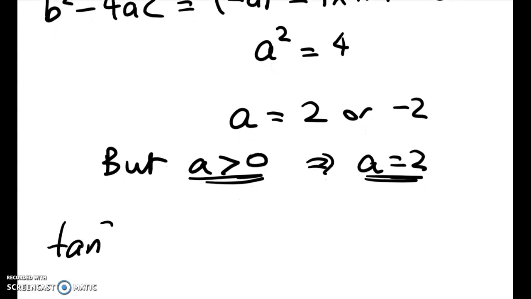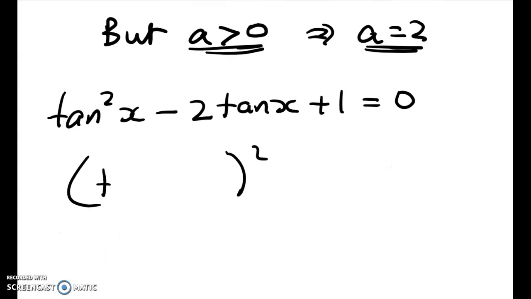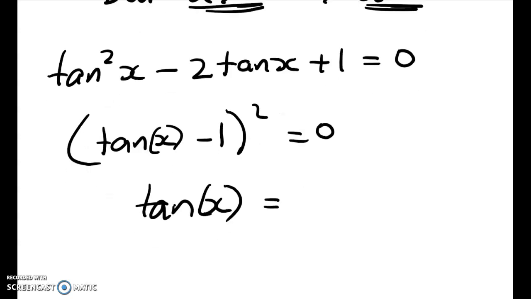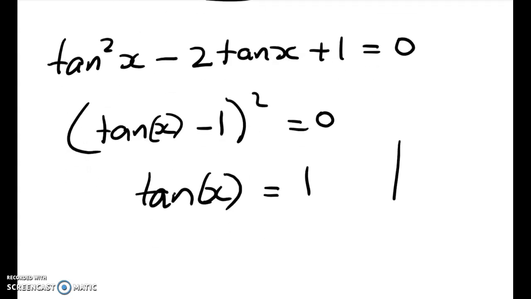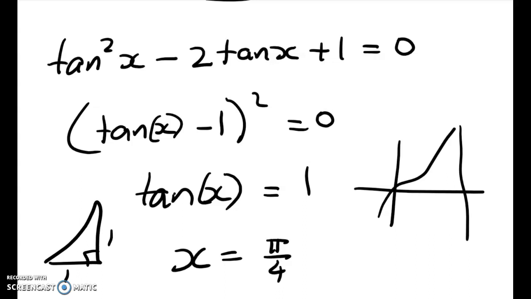And you can see that we're going to get a perfect square. So tan squared x minus 2 tan x plus 1 is equal to 0, which gives me tan x minus 1, all squared, equals 0. So the value of x is going to be the one that has tan of x equal 1, and we know from basic trig or from our special triangles that the principal value of that will be when x is equal to pi on 4. Okay, so we know that from our special triangles as well.